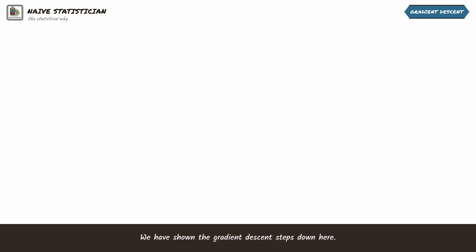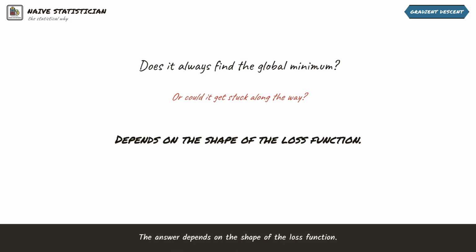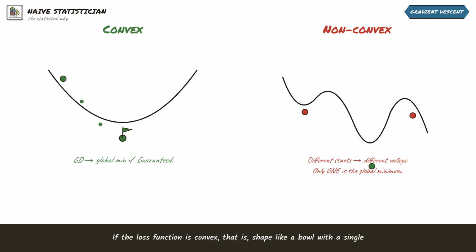We have shown that gradient descent steps downhill. The loss decreases at each step. But does it eventually reach the global minimum? Or could it get stuck somewhere along the way? The answer depends on the shape of the loss function. If the loss function is convex, that is, shaped like a bowl with a single valley and no local dips, then gradient descent is guaranteed to reach the global minimum, given enough iterations and a small enough learning rate. Convex functions have one and only one minimum, and any direction of downhill movement leads toward it.